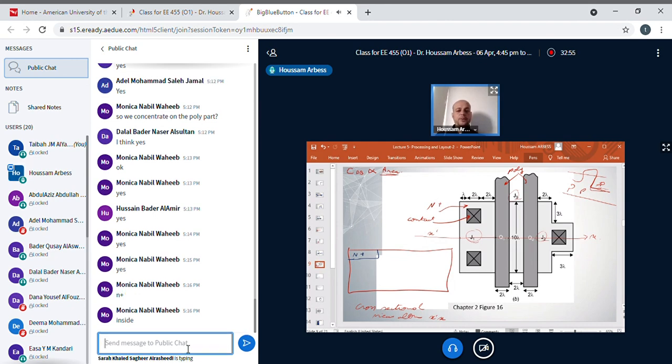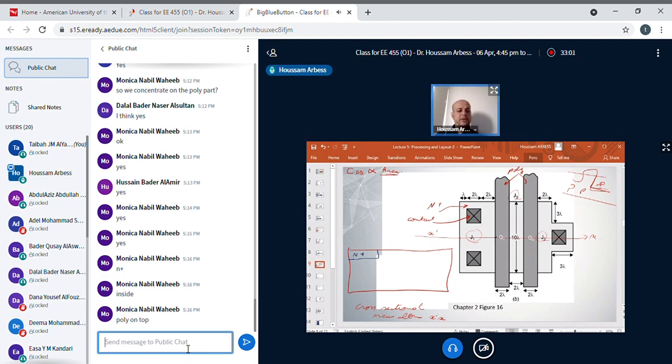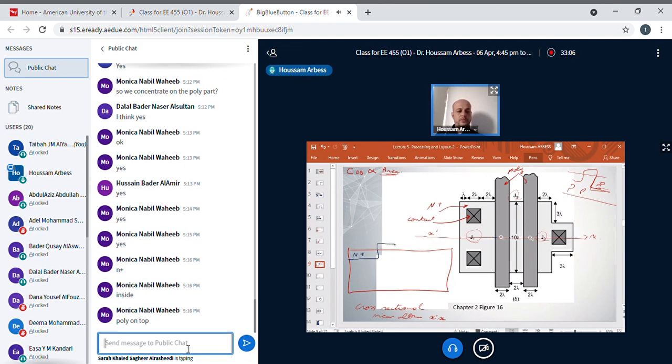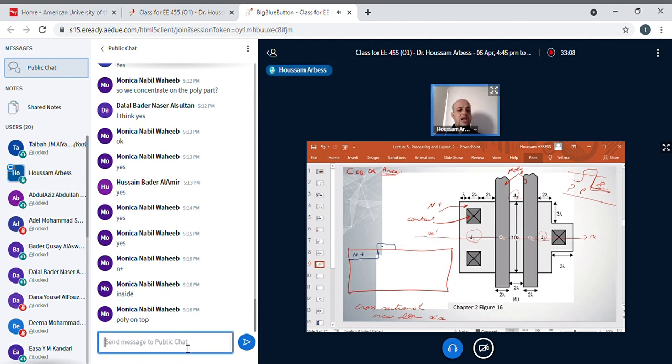Then starting from this point to this point, what do I have here? I have poly on the top, correct? And always, if you have polysilicon, you should sketch the silicon oxide layer. If you did not sketch the silicon oxide layer, you lose some grades, some points.